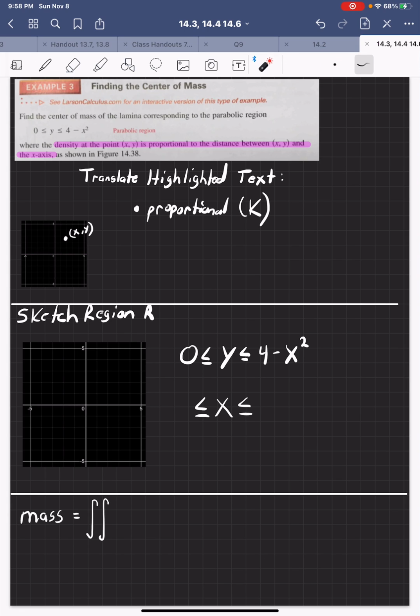Now, the distance between the point and the x-axis. So let me see if I can draw it. So here is some point here. Now, what is the distance between this point and the x-axis? Well, isn't the distance between the point and the x-axis just y? Right? That's the distance. So all of that translates to just y.